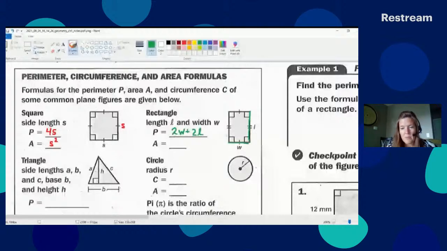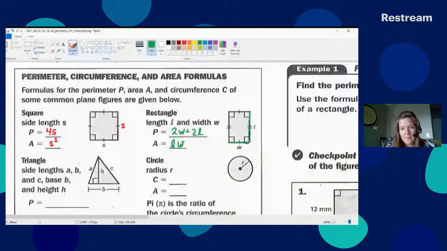All right, and then we've got the area of a rectangle, and the area is going to be our length times our width. So that's how much it's going to take to cover this in. All right, so our length times our width. So hopefully that's a review for you, but just kind of a good practice to have.